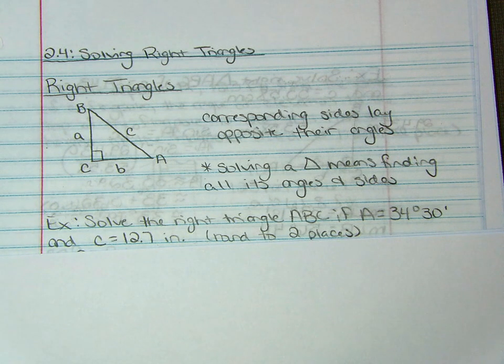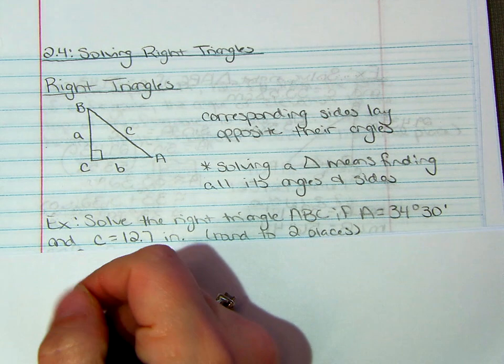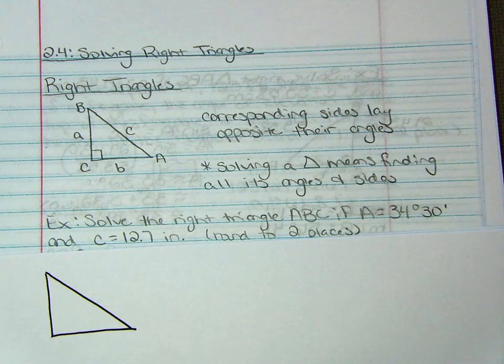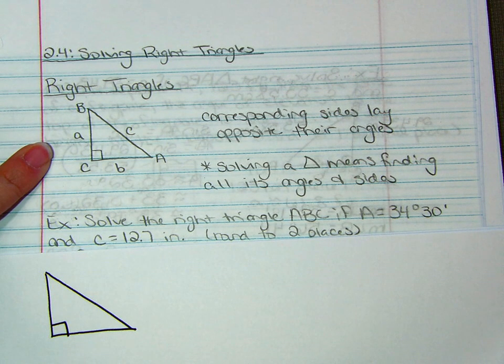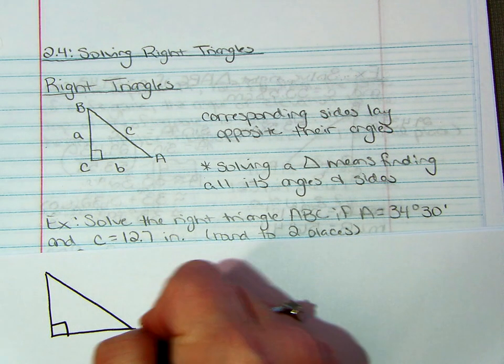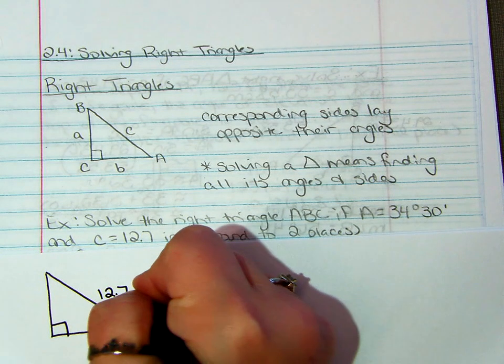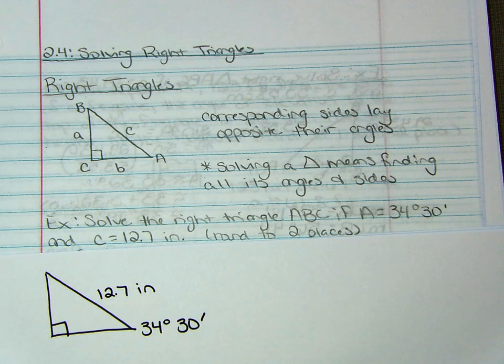It says solve the right triangle ABC if angle A measures 34 degrees 30 minutes and side C has a measure of 12.7 inches. And it tells us to round to 2 decimal places. So pretty much anytime I encounter a problem, I'm always going to start by drawing a picture. I'm a visual person. I like to have pictures. And I'm going to make it pretty much the same as the generic one that's up here, where angle A is down here in the bottom right-hand corner, 34 degrees, 30 minutes. And then we know the side C, which is the hypotenuse, is 12.7 inches. Outside of that, we know nothing.